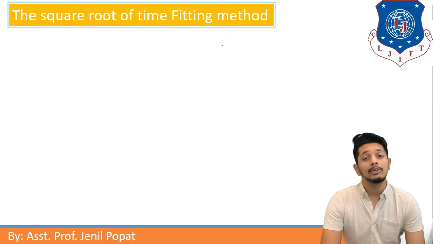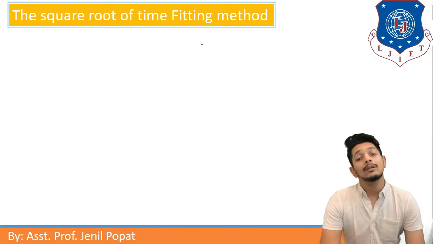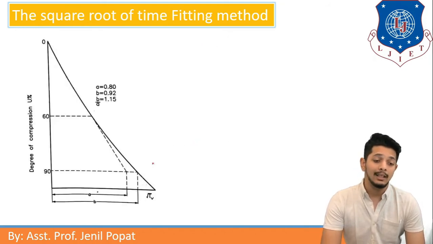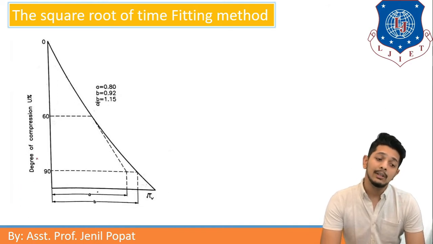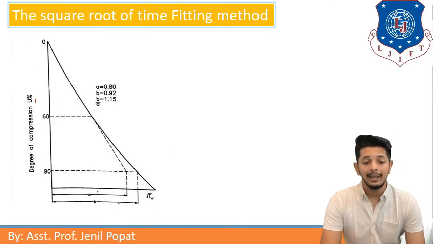This method is given by Taylor. In this method, let us understand this theoretical curve first, and then we will go to the laboratory curve. Here the curve is between degree of compression U and root Tv. You can see the graph stays linear up to 60%. After that, up to 90%, it changes its shape.